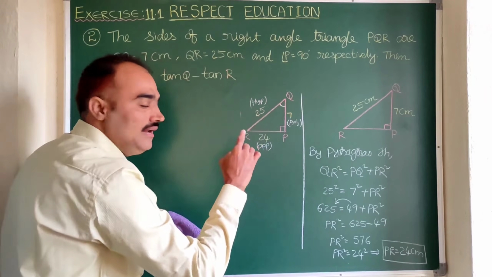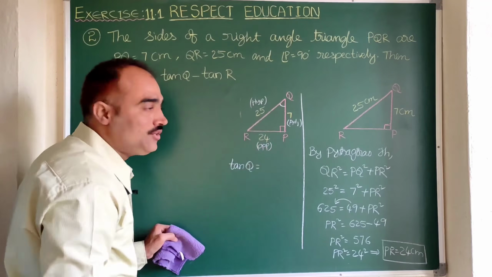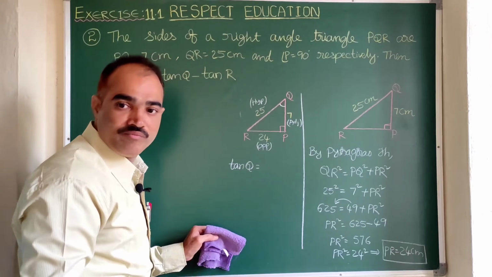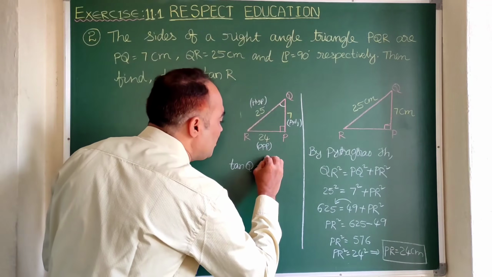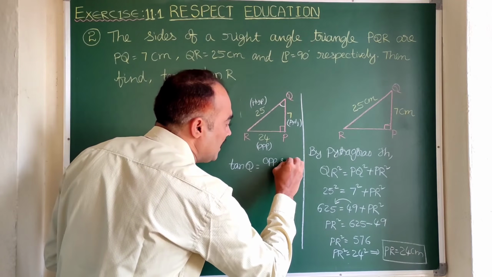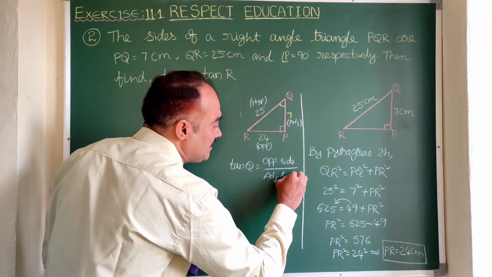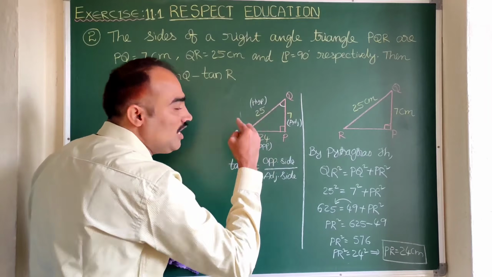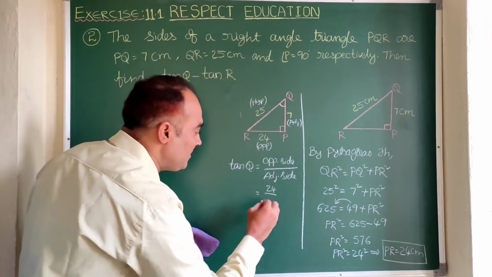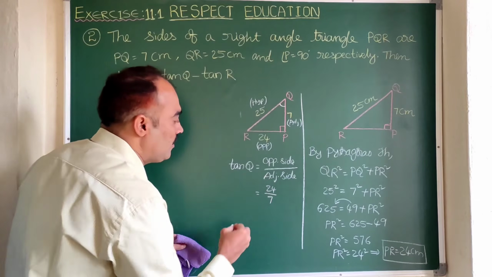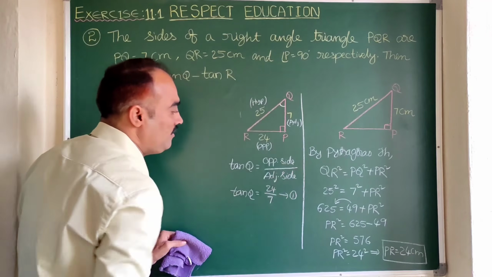From this data, let us find tan Q. Tan Q equal to, what is the formula of tan Q? Opposite side to theta by adjacent side to theta. So simply I am writing opposite side by adjacent, not hypotenuse, adjacent side to theta. So here, what is the opposite side? 24 by, for Q what is adjacent? 7. So tan Q is equal to 24 by 7. Let us take this as equation number 1.